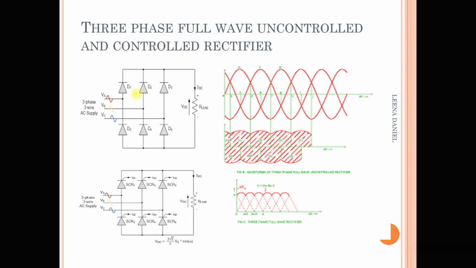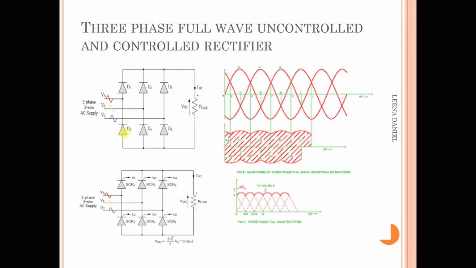But in full wave, this is the full wave bridge rectifier. Here we use the diodes, here we use the SCRs. So what is the function here? Here at a time, two diodes or two thyristors would conduct at a time, as in the single phase. So how would these diodes conduct? Now see, let's understand by this waveform.